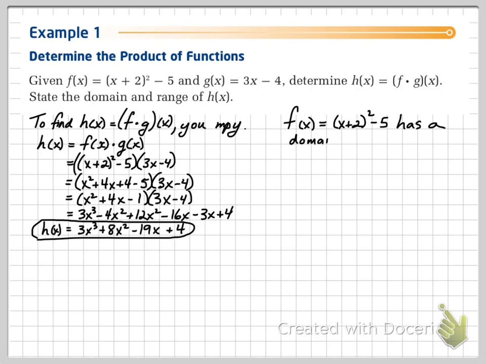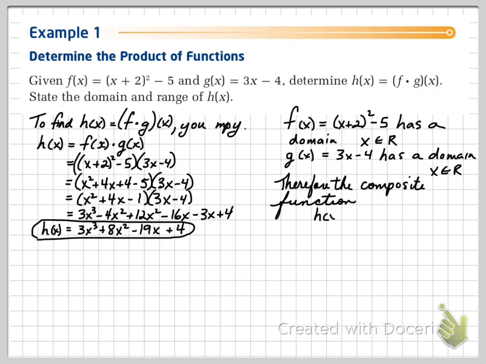4. f of x equals (x plus 2) squared minus 5 has a domain of x as any real number. g of x, 3x minus 4, also has a domain of x as any real number. Therefore, the composite function, h of x, is going to have the domain of x as any real number and a range where y can be any real number.